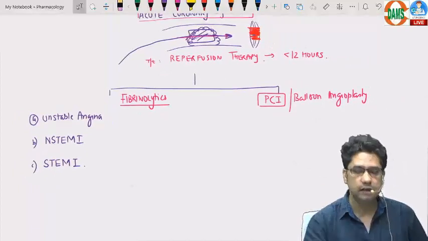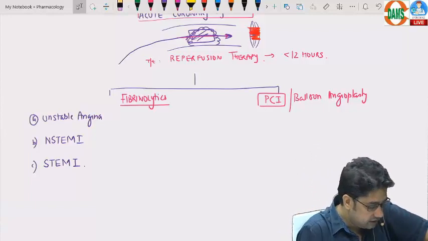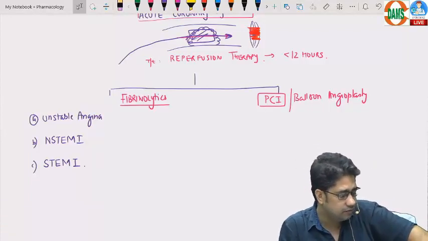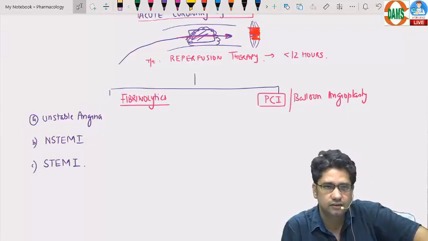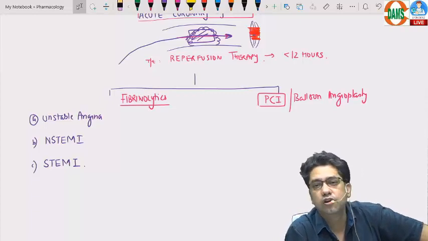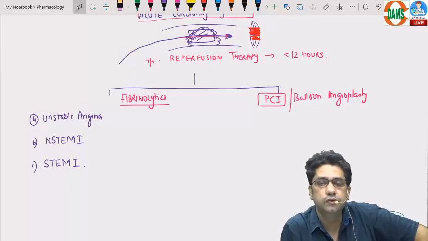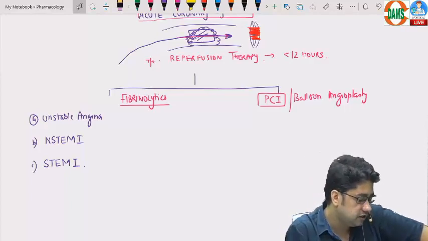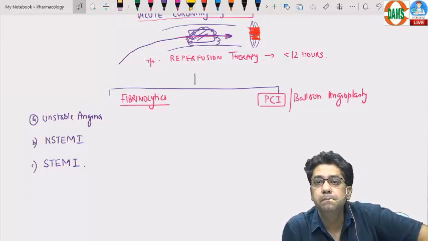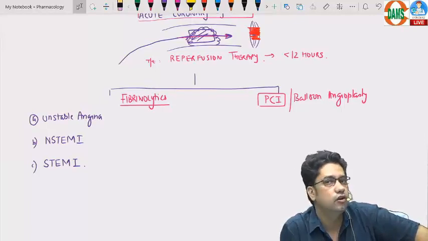Now the point is, can you tell me, children, which is a safer option? No, children, Dressler syndrome is different, acute coronary syndrome is a different thing. Now can you tell me which is the safer option, fibrinolytics or balloon angioplasty? What do you think? The safer option is always and always PCI, percutaneous coronary intervention.